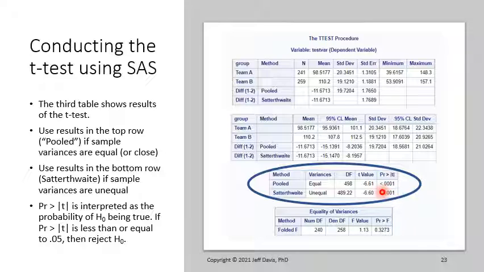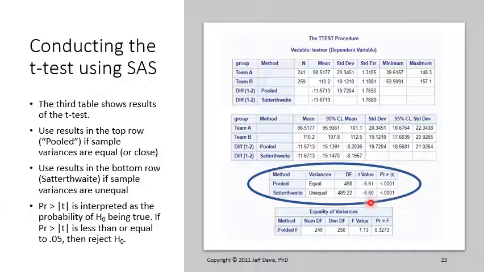So here it's saying that the probability of the null being true is very small. And if this value is 0.05 or less, we can safely reject the null. In this case, it's way, way smaller than 0.05, so we can reject the null, which means that these two groups seem to be very different from each other.